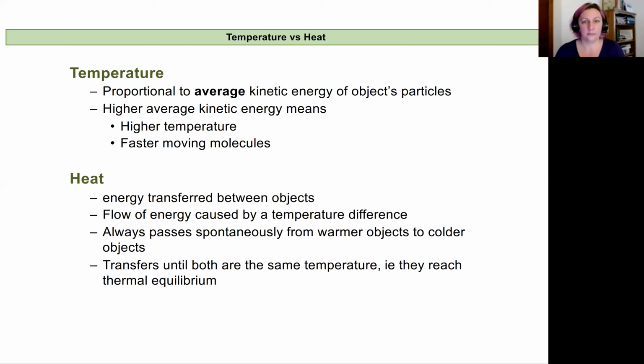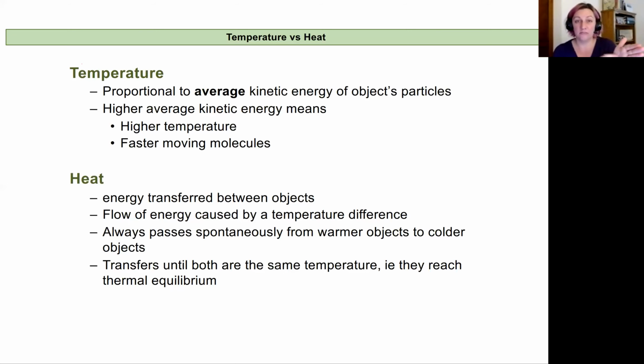When you hold a hot cup of coffee or hot chocolate or tea in your hand, the heat from that hot liquid warms up your hands. That's why it's so nice to hold a hot cup of something on a cold day. And that heat is transferring from the hotter object, the hot liquid, to the colder object, your freezing cold hand. And it does that spontaneously until the two come to the same temperature.